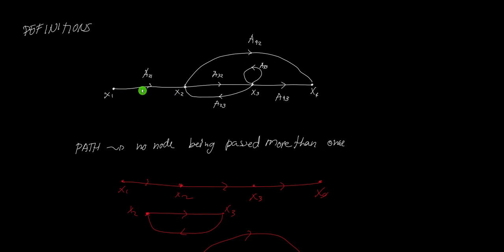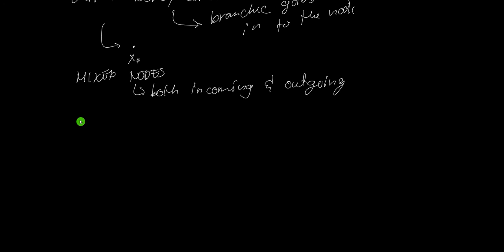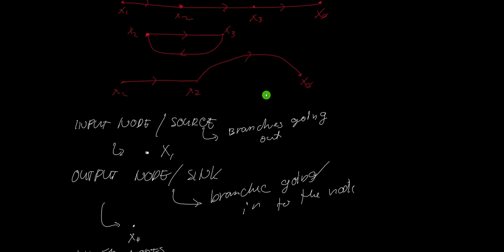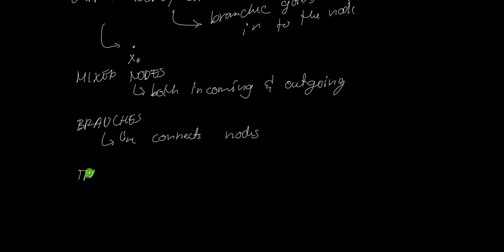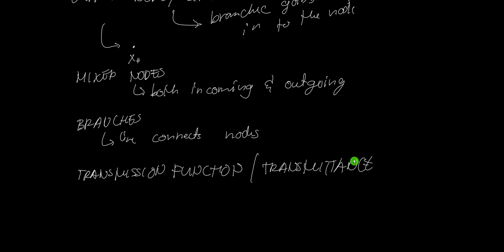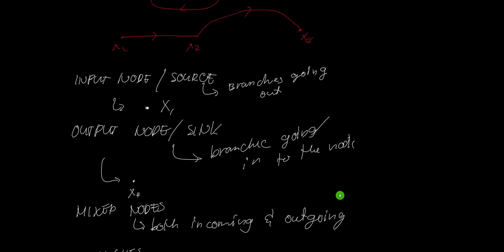Next, those are nodes, and we already know the lines that connect nodes. We call them branches. We can define them again. Branches are the line segments that connect nodes together. And the value for those branches, these a_ij, we call the transmission functions, or transmittance in some books. These are the values of the branches. So those are nodes and branches.